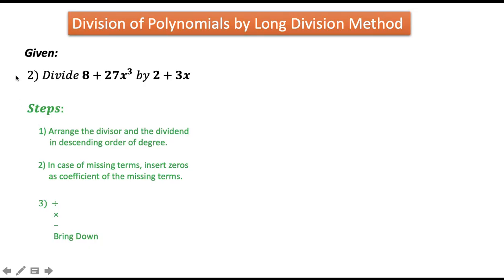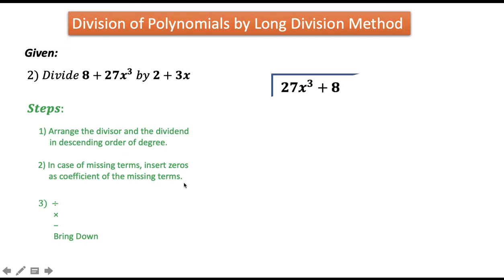Let us take this given number 2. Divide 8 plus 27x cubed by 2 plus 3x. Since the given are not arranged in descending order, after writing our division symbol, we will arrange directly our given.